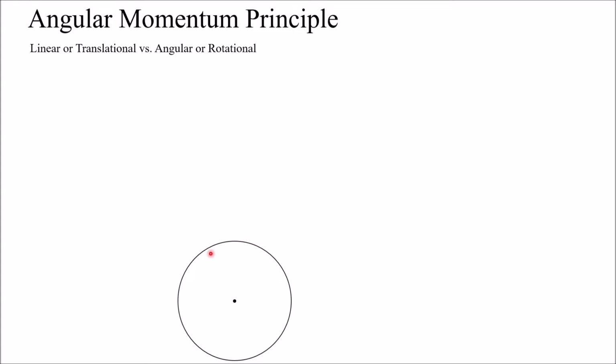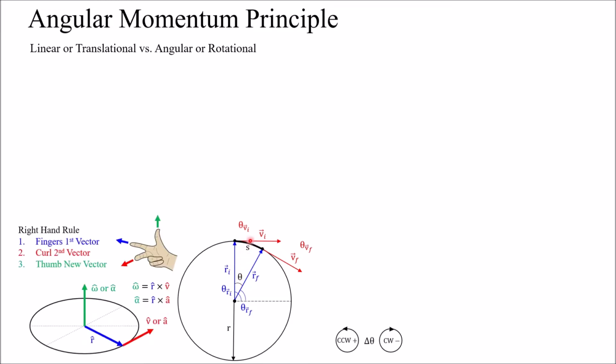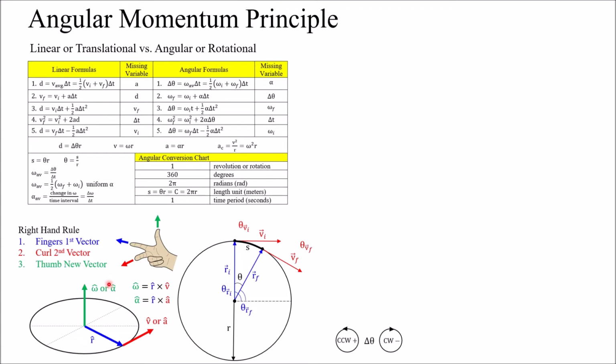And so we have motion as it relates to a circle with a certain radius. We have an initial position, an initial velocity, final position, final velocity. We have counterclockwise motion as being positive, clockwise as being negative. We have arc length that corresponds to that motion. We have this idea of a right-hand rule, which is the cross product between two vectors producing a third vector perpendicular to the other two. And we have our 5 kinematic linear formulas, which we can convert over to angular formulas. It's basically just the difference of the radius.